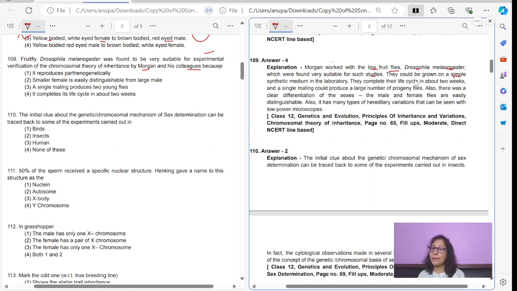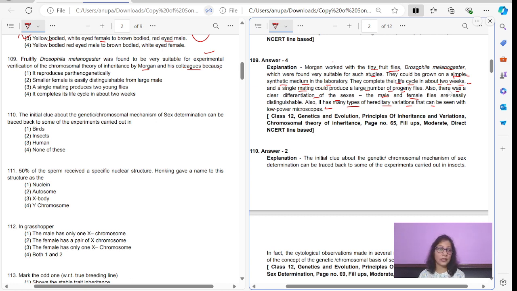because they could be grown on a simple synthetic medium in the laboratory. They complete their life cycle in just about 2 weeks. And also, through a single mating, they could produce a large number of progeny. As well as there was a clear differentiation of the sexes, that is, male and female were clearly distinguishable, and also many types of hereditary variation can be seen with low power microscopes. It means that to see the types of hereditary variation, a highly magnified microscope was not required. So these were the reasons they selected Drosophila for their experiment.